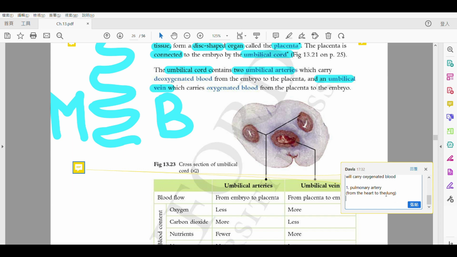Alright? The other one, 我話我遲啲再講嘅 that is this one, umbilical artery. Okay? 今次就係 from the mother body to the lung. Sorry, to the fetus, to the embryo. Okay? 好啦 so just a very short revision again.